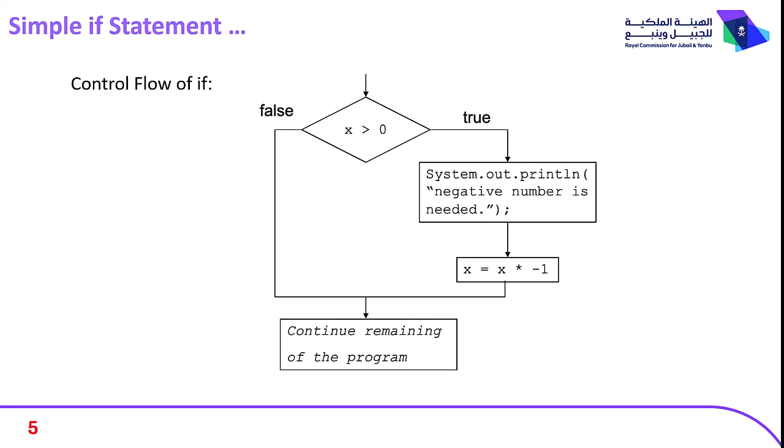Control flow of if. This flowchart visualizes the simple if logic. The program reaches a decision point. If the condition x > 0 is true, it follows the branch to print the message and modify x. If the condition is false, it bypasses those steps entirely and continues with the remainder of the program.